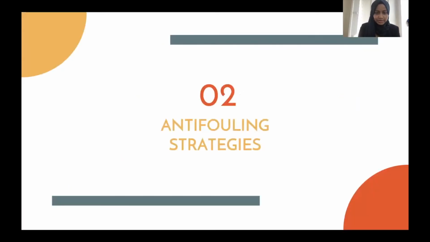So now we come to the point, the antifouling strategies. Let me just give a quick review. Fouling is basically the blocking of pores with pollutants, which could be organic or inorganic, that are blocking the pores and causing obstacles for the membrane performance.